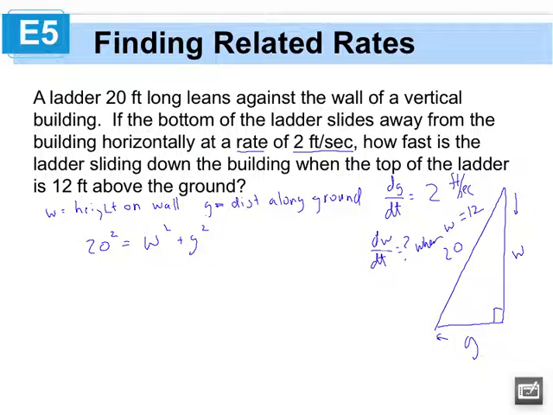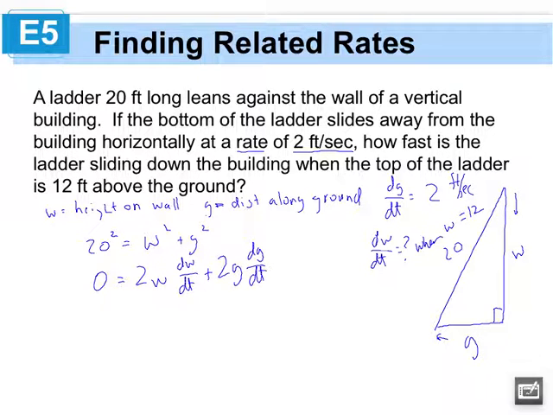All right, Noah, you started this mess. What's a derivative of the right side? 2W plus 2G. Nope. 2W dW over dt plus 2G dG over dt.